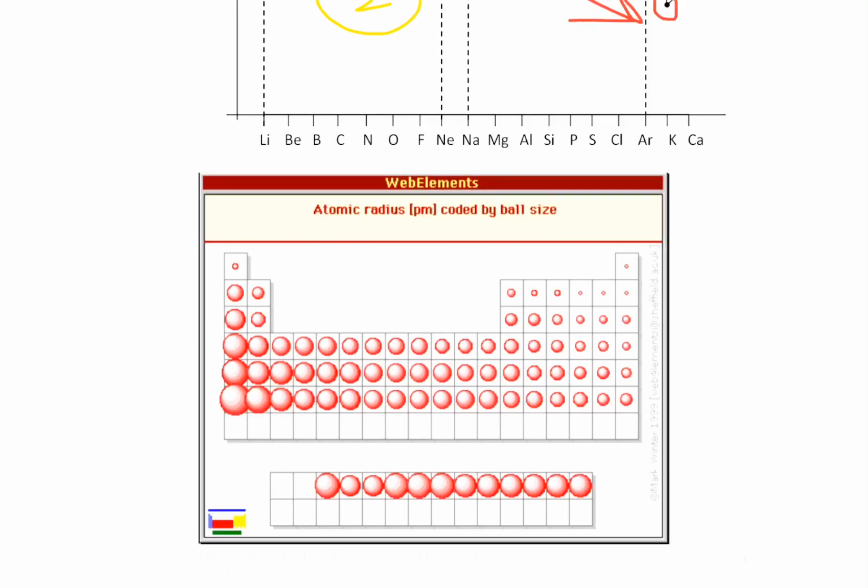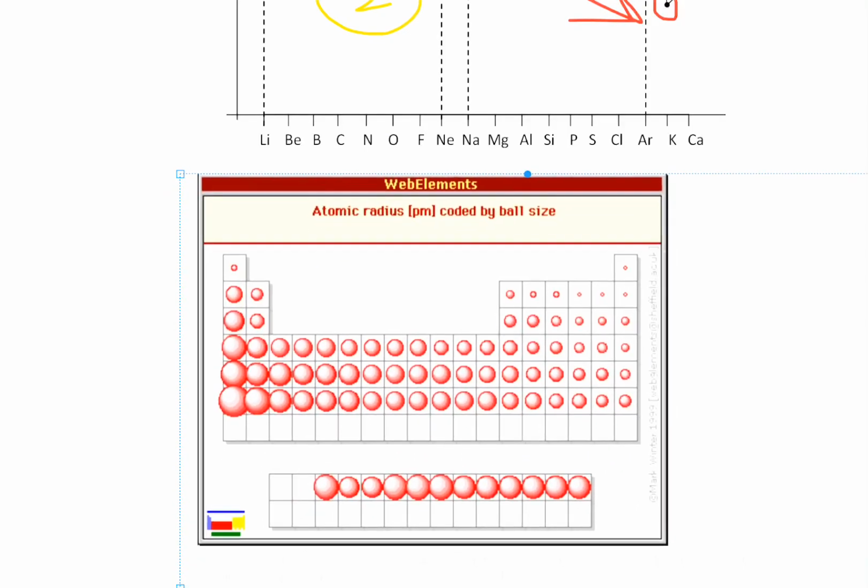So this diagram shows the increase in size of the elements down the group. So increase in size, and this means increasing shielding effect.